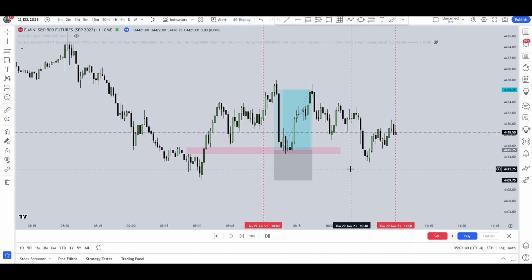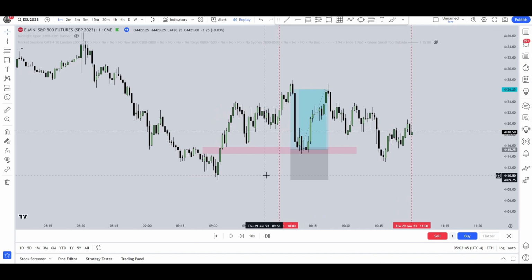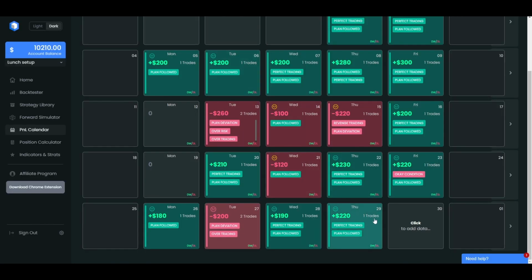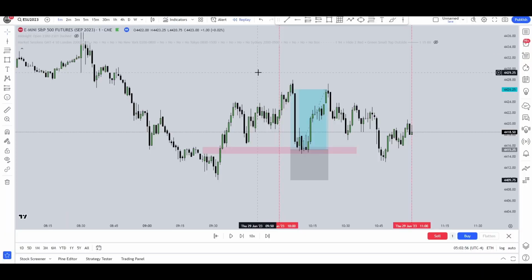This is a little trade recap of the 29th of June, where I took this trade, and I'll basically just explain to you how I took it and why I took it, and go through my strategy. You can also see this was another winning trade for me. I won $220, and I'll also show the executions later in the video, so stick around and hope you enjoy this.